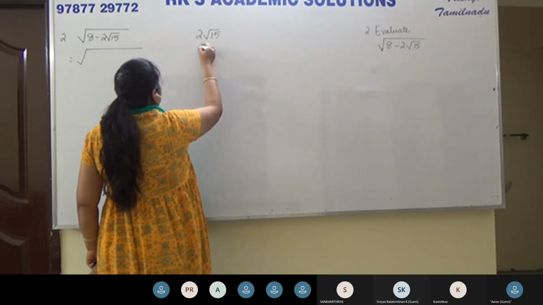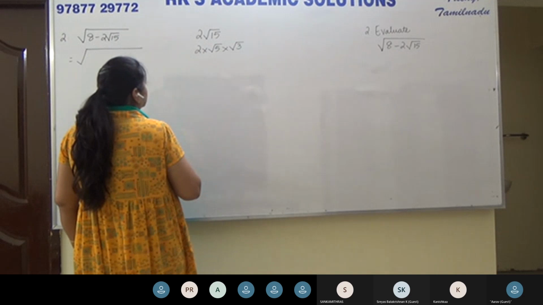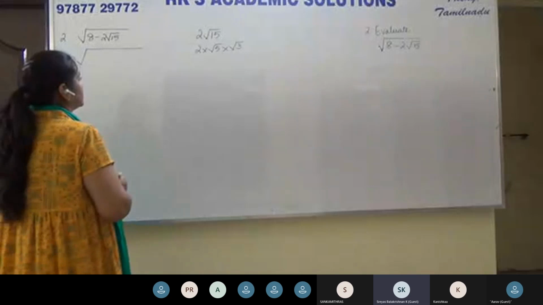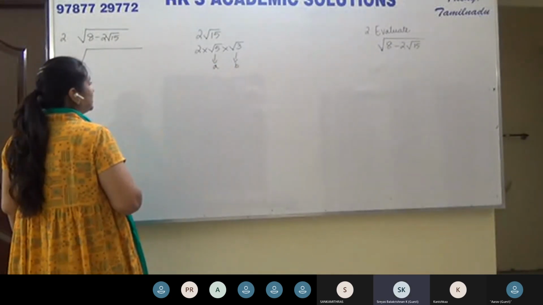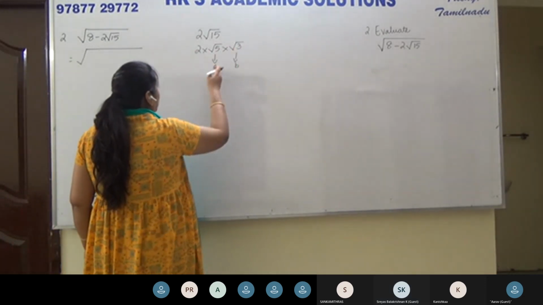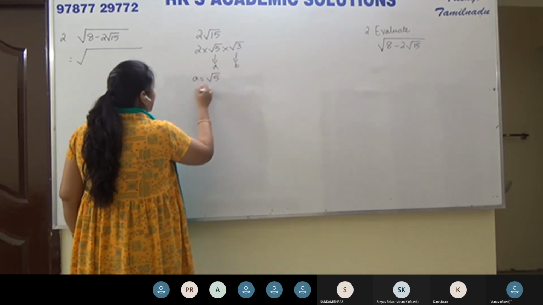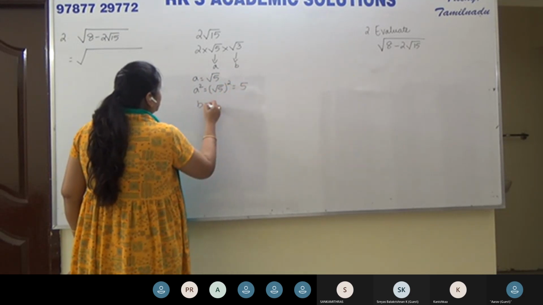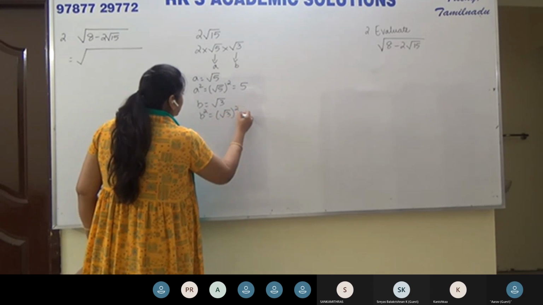So 2 root 15 can be written as 2 into root 5 into root 3. Ma'am, A would be root 5 square and B square would be root 3 square. Yeah. So read this as 2AB. A is root 5 and B is root 3. If A is root 5, then A squared is root 5 the whole square, which is 5. And if B is root 3, then B square is root 3 the whole square, which is 3.